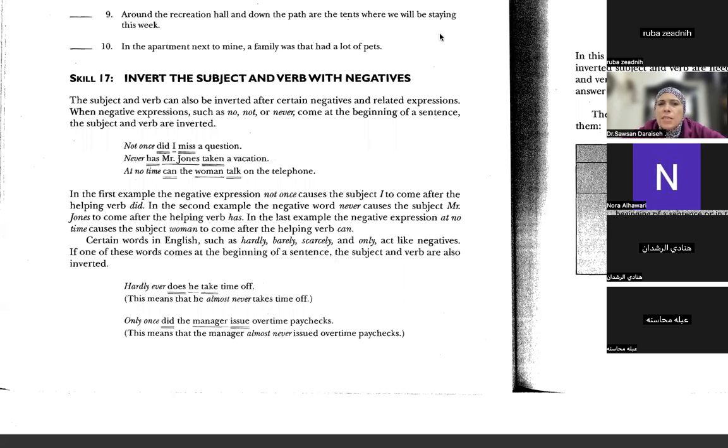Not just allowed, they must invert in their sentences. These are cases in which inversion takes place. With this verb? Not with this verb. Just with this, hardly and scarcely, and not only? No. Look, with negatives. These are the kinds of negatives: not once, never, at no time, hardly ever.